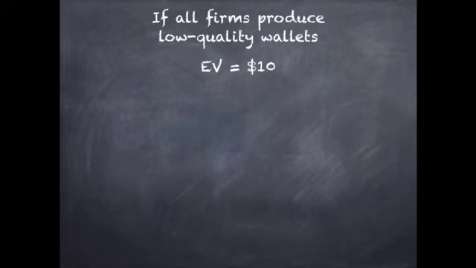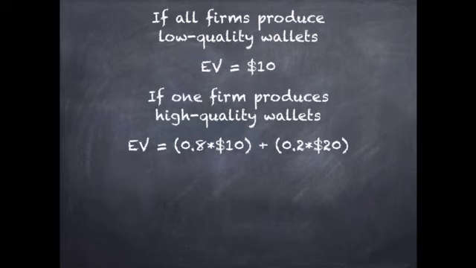How does this change if one of the 5 firms decides they're going to start producing high-quality wallets? Well, the expected value is going to change because now we have associated probabilities with the low-quality wallets being produced. So the remaining 4 firms, or 80% of the firms, continue to produce low-quality wallets, which are valued at the cost of production, which is equal to $10, while we have the renegade firm, the one firm that decides that they're going to break away and produce high-quality wallets.